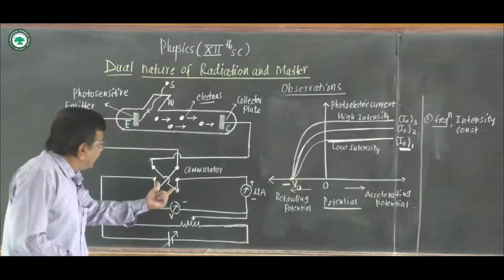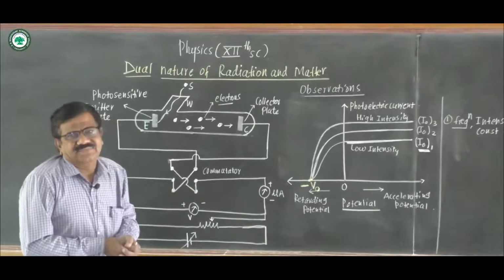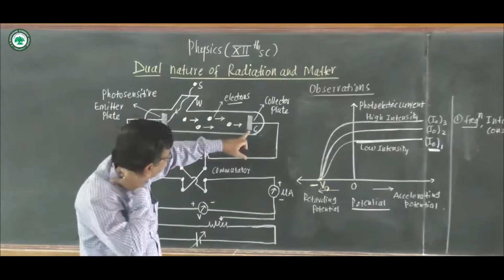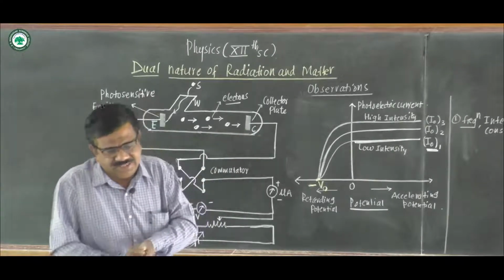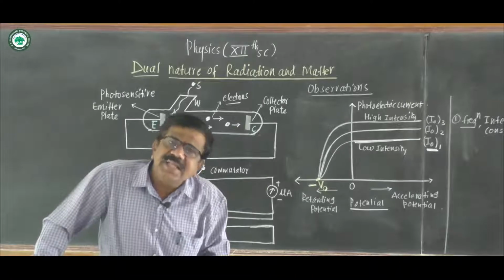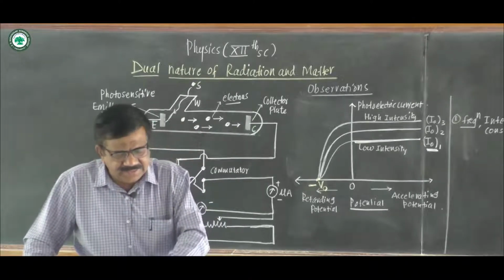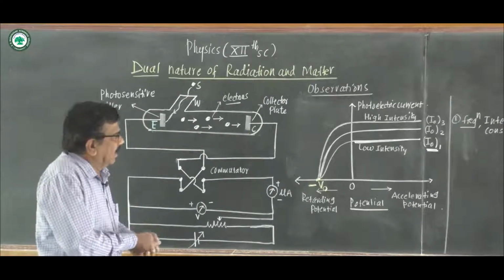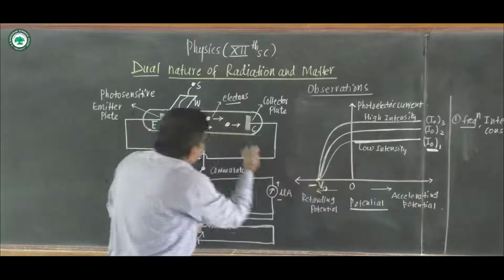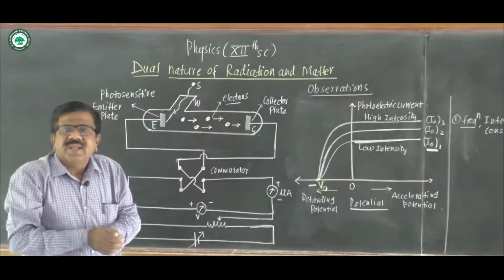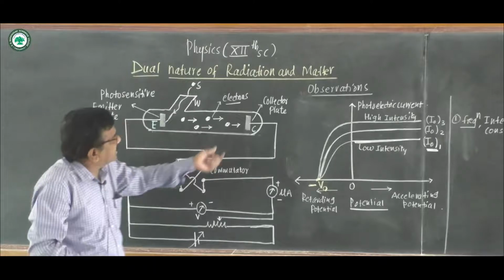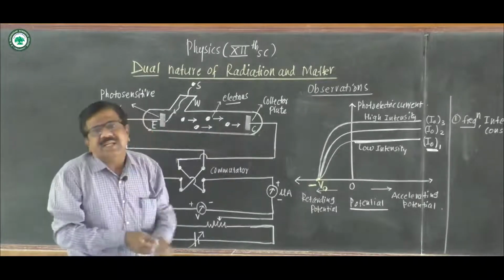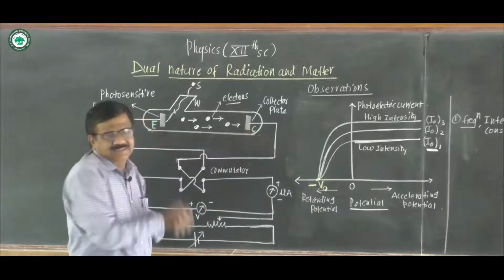Now the commutator key is reversed. Now see the next part. The commutator key is reversed, and this collector is given a negative potential, or retarding potential, and if this retarding potential is increased, at a certain negative potential, all the electrons emitted by the emitter are repelled by the collector.